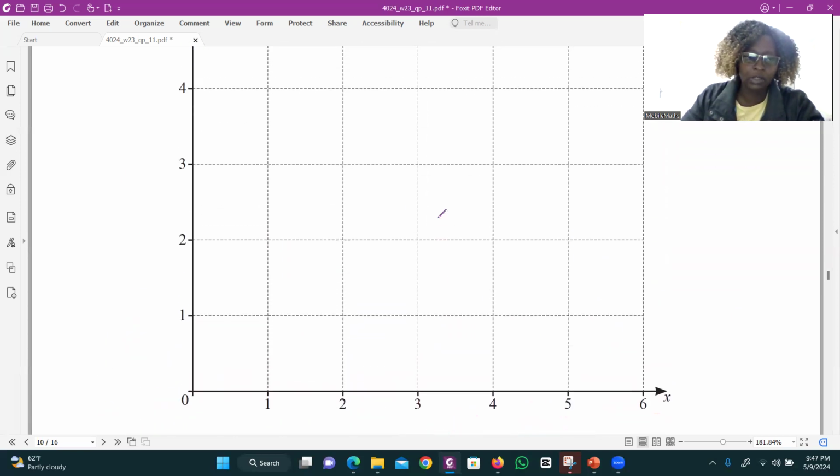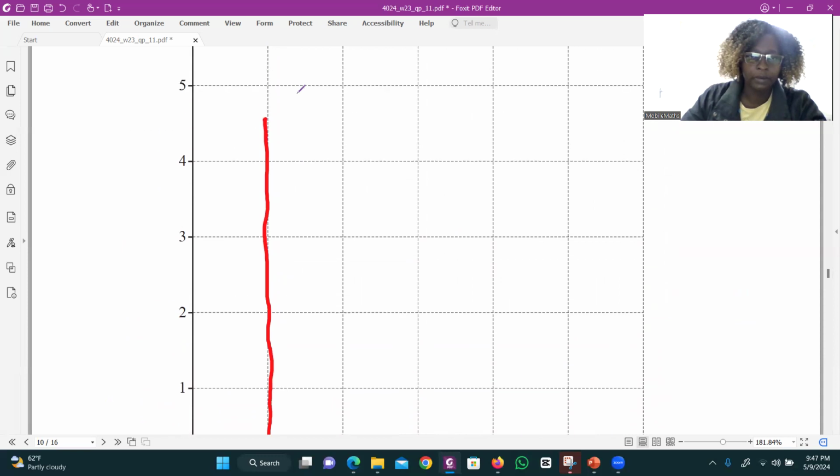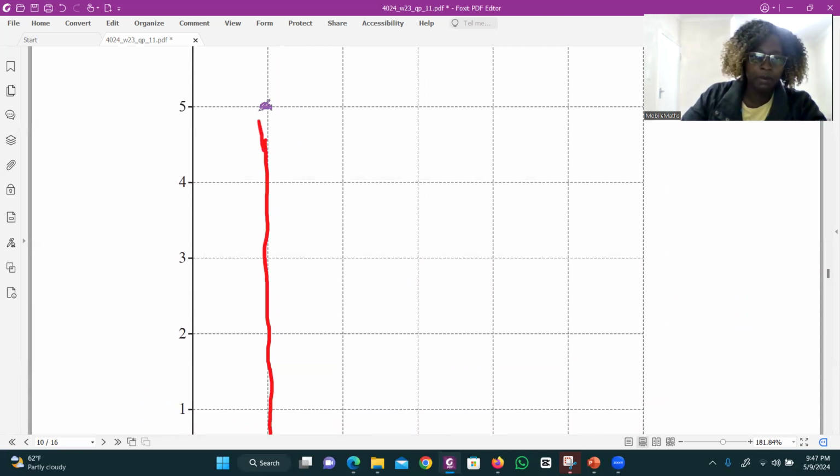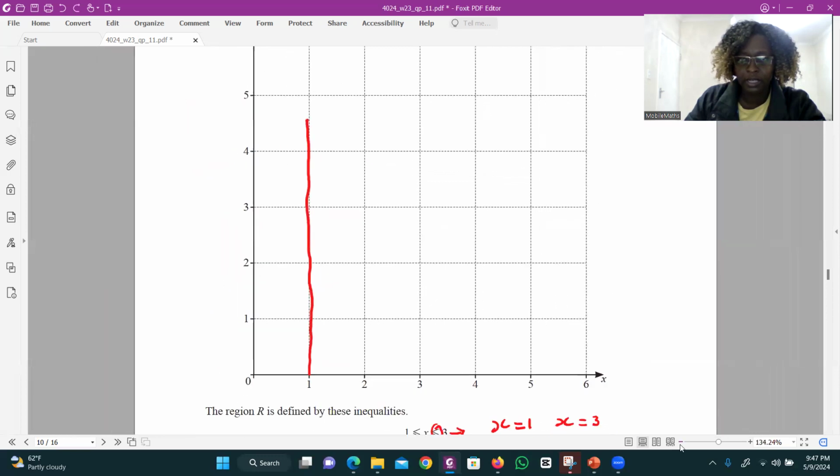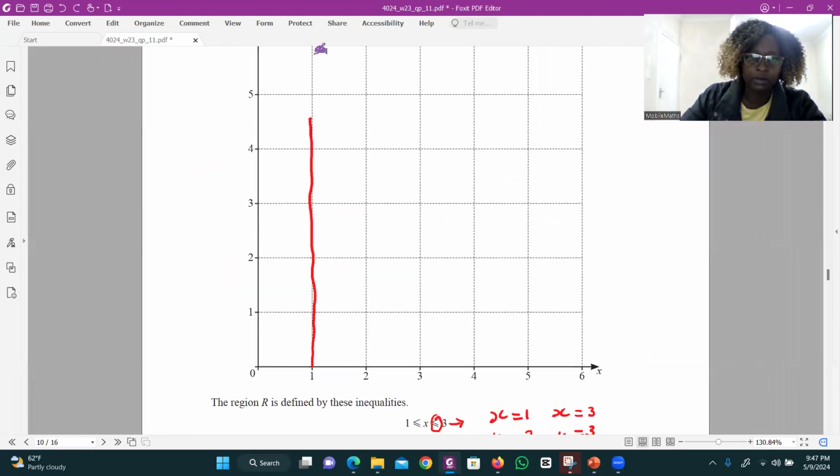So we have got x is equal to 1. X is equal to 1 is a line that is going up like this. Okay. So let me just go a little bit up. Actually, let me do this, so that I can see everything. Okay, so I can go as up as I want. Okay, that's x is equal to 1. Then the other one is x is equal to 3.